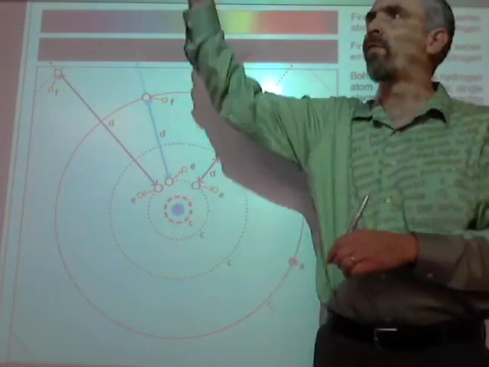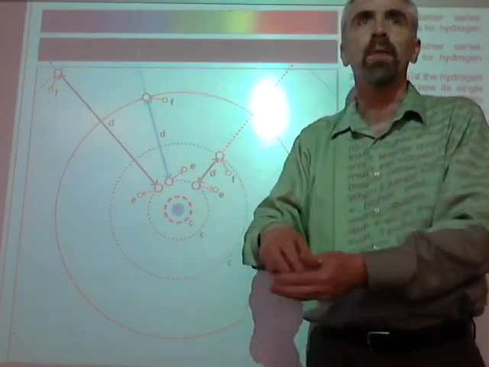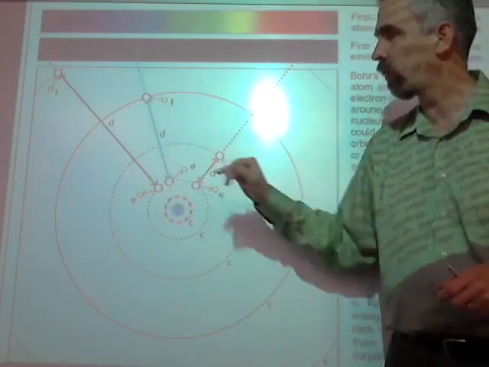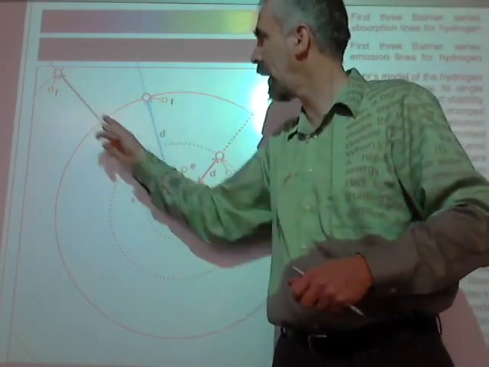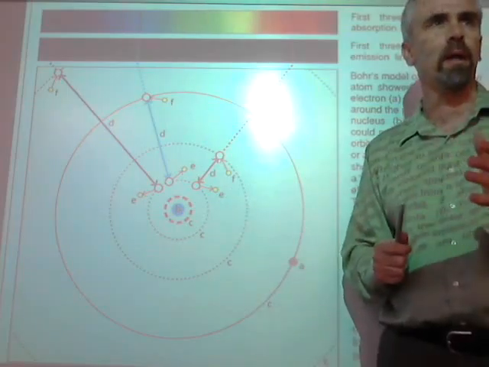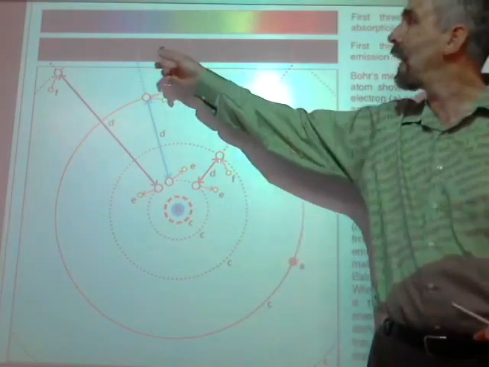But they don't give it off like my pen drops. They gave off a packet, going from here to here for the blue color, from that energy level to that energy level for the purple color, and this energy level for the red color. And so that's why you can see this.